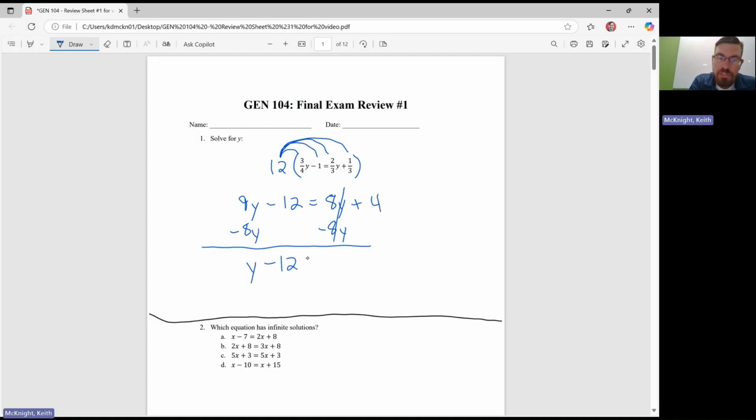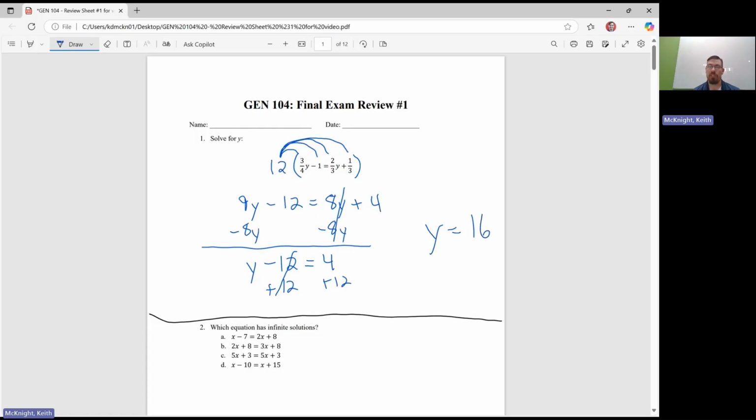Minus 12 is equal to now just 4. So now to get rid of our minus 12, we're going to add 12 to both sides. That way it will cancel, and that's going to give us the answer, y is equal to 16. Now, if we would have got to this step and we still had a number on our y, we would then divide by that number.